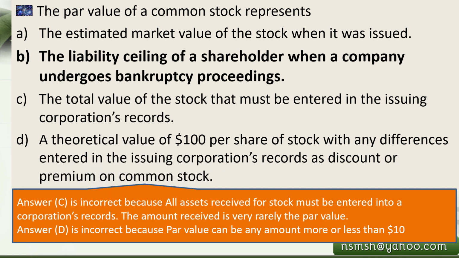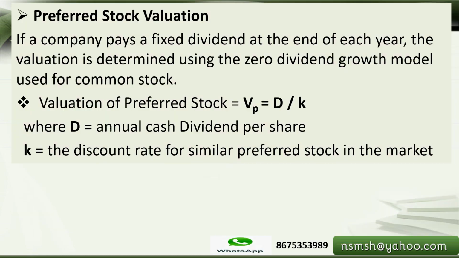C and D are wrong, as we saw, because all assets received for stock must be entered into a corporation's records. The amount received is very rarely the par value. It may be with a premium or discount. Therefore C, and also D, cannot be the correct one. So option B is right.